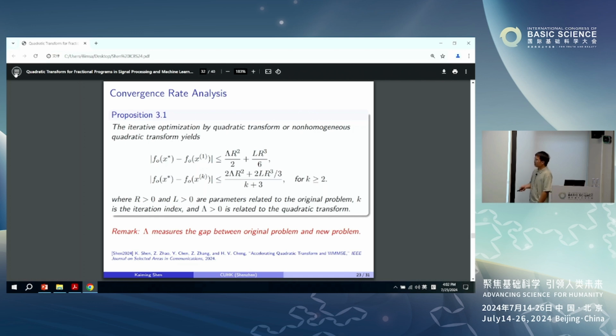And it turns out that the new method, non-homogeneous quadratic transform, has a larger lambda as compared to the existing quadratic transform. And therefore, the new method has a slower convergence in iterations. And therefore, the new method can get rid of the matrix inverse, but sacrifices the speed of the convergence.